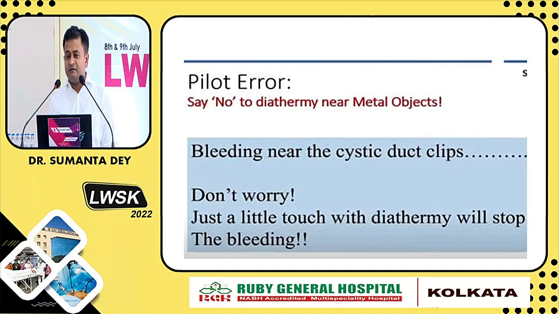Whenever, in any part of the process, suppose after dividing the cystic artery, you see the clip is not properly applied, and even after application of the clip there is some bleeding.